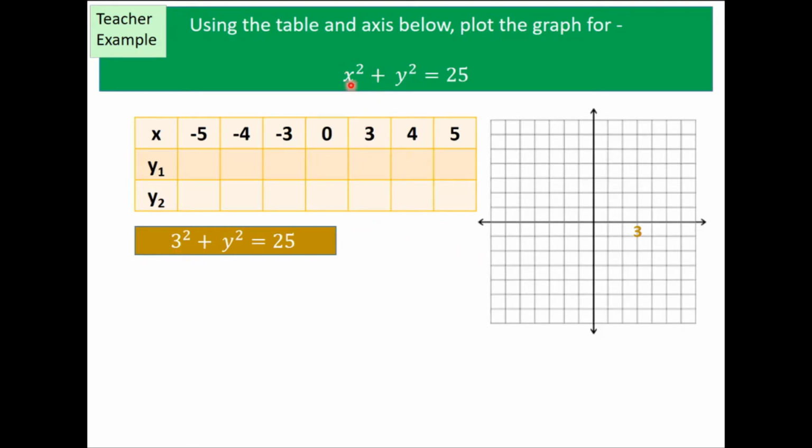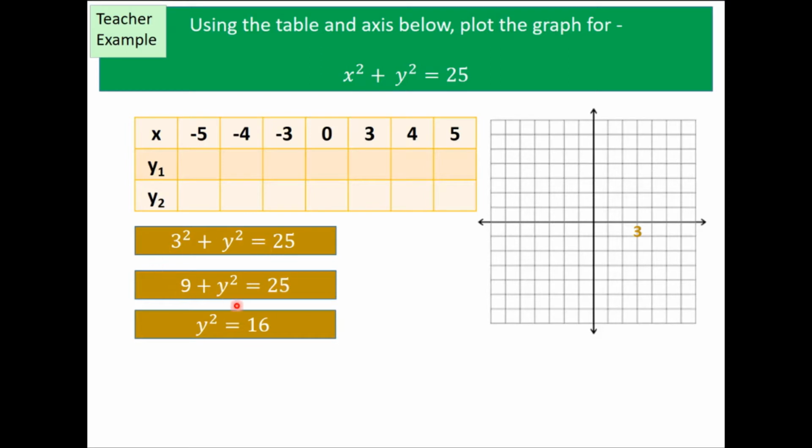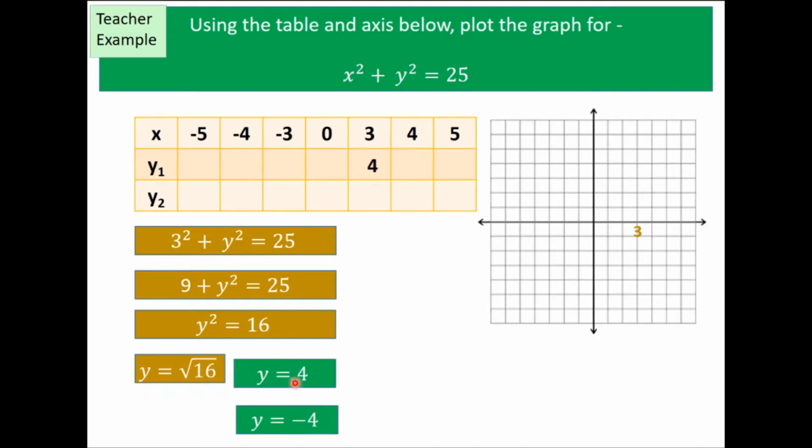So if I start off, for example, with x equals 3, then 3 squared is equal to 9. So 9 plus y squared equals 25, and therefore y squared will be 25 minus 9 equals 16. Now to work out the value of y, I'm going to square root. What you need to remember is when you square root, you will always end up with two values. So y is equal to 4, and y is also equal to minus 4.